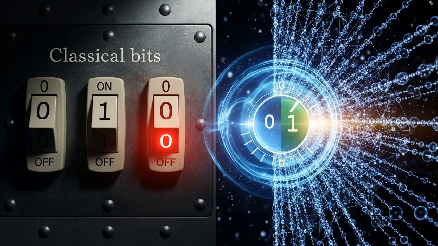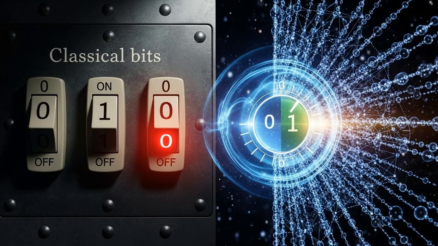Thanks to a bizarre but fundamental property of quantum mechanics called superposition, a qubit can be a 0, a 1, or both at the exact same time. Think of it less like a switch and more like a dimmer knob that can exist at any brightness level, including all of them at once. This ability to hold multiple values allows a quantum computer to explore a vast number of possibilities in parallel.